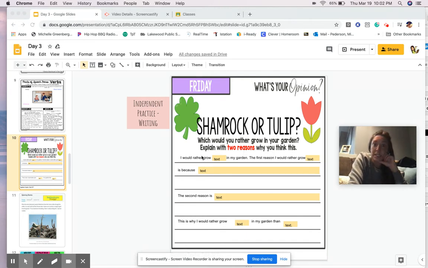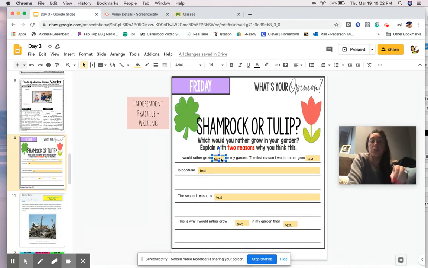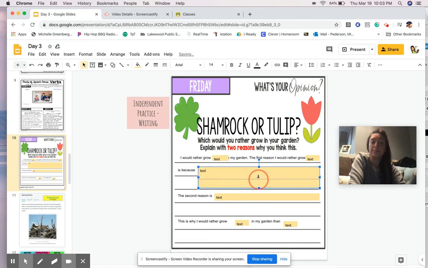I gave you sentence starters. So, I would rather grow, and then you click on the text, and you can type in shamrocks or tulips in my garden. And remember what I said, if it needs to get bigger, you make it bigger. If you want to move it up to fit the word in, you can move it up. The first reason I would rather grow, you would put either shamrocks or tulips, is because, and then you would write your reason. Again, if you need to make your text box bigger, you just expand it like that.